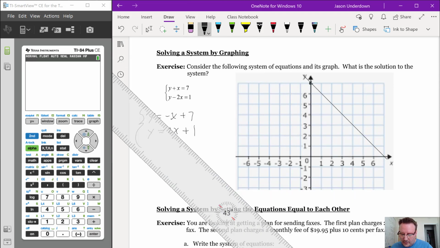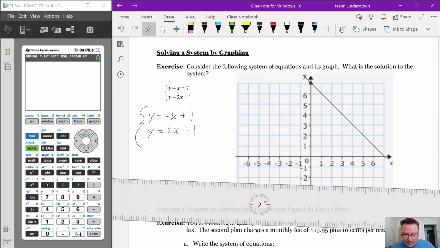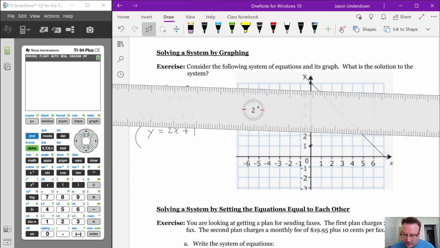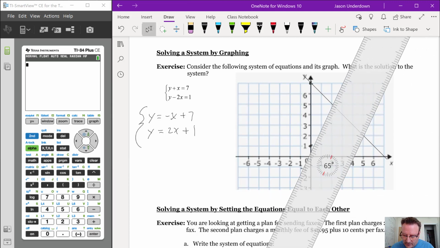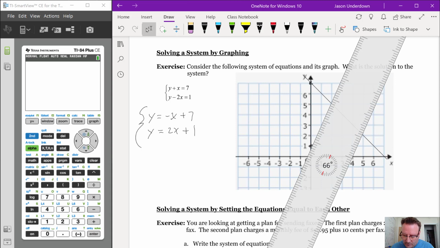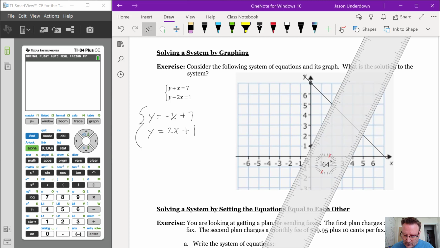Okay, let's graph the next line. y equals 2x plus 1. So this has a y-intercept of 1 here and a slope of 2. So let's see, a slope of 2 means if I run 1, I rise 2. Maybe that looks about right to me. There we go.